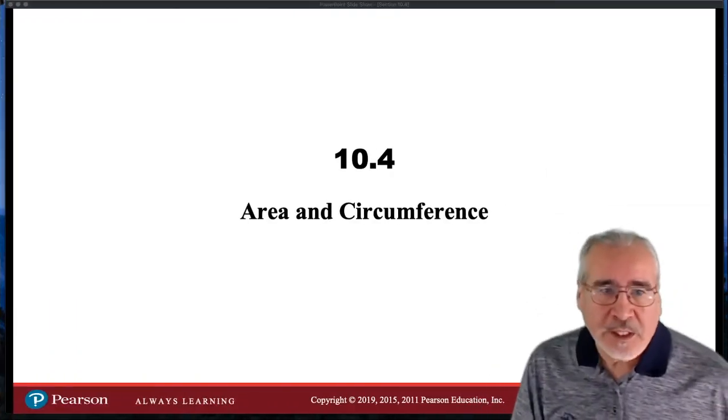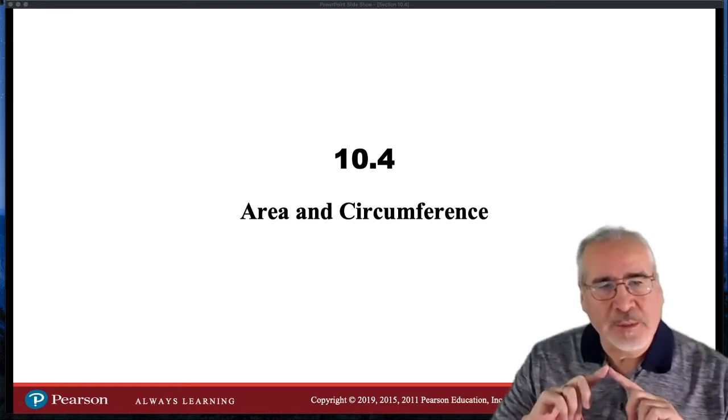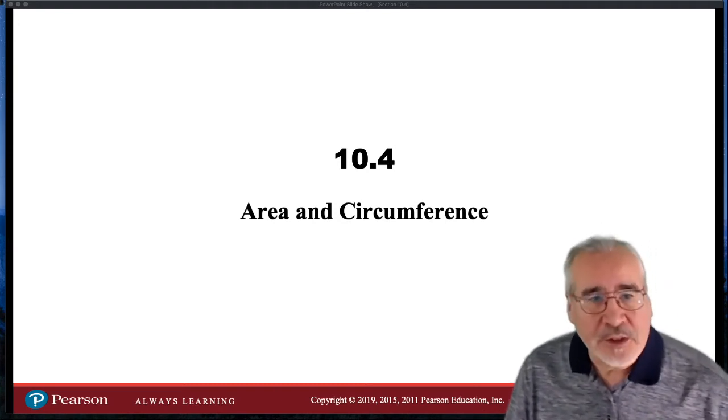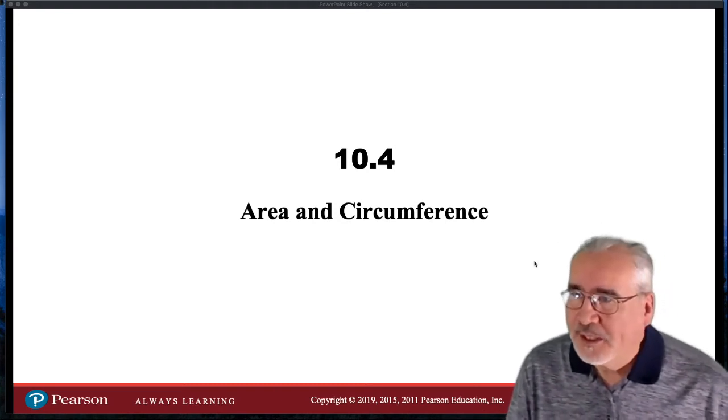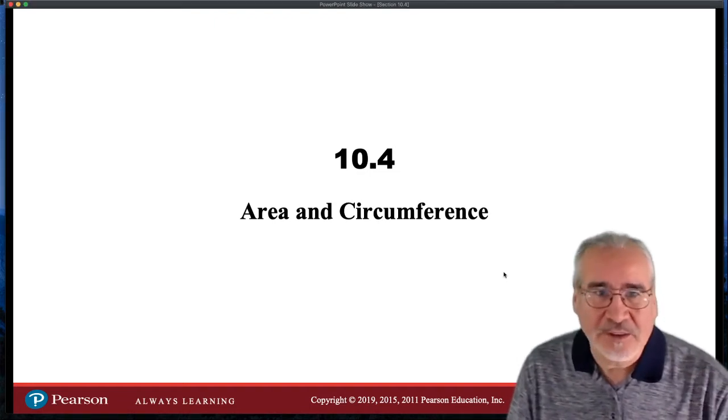So area and circumference. Now circumference is the equivalent of perimeter for a circle. So we'll have basically every shape in our pantheon of shapes. Okay, so here we go.